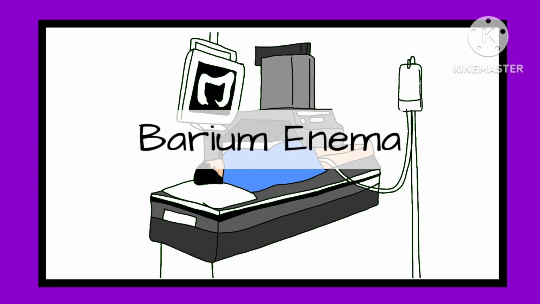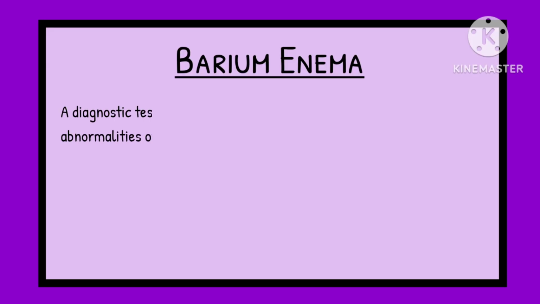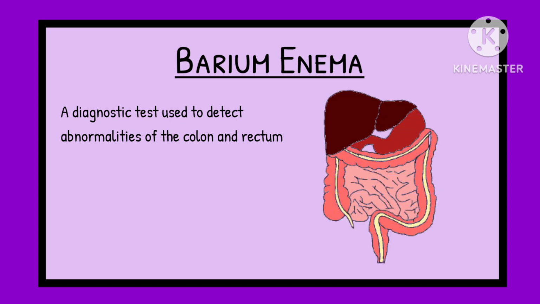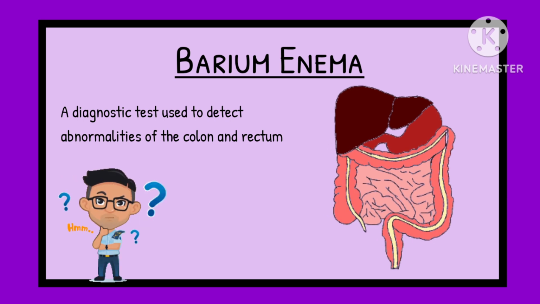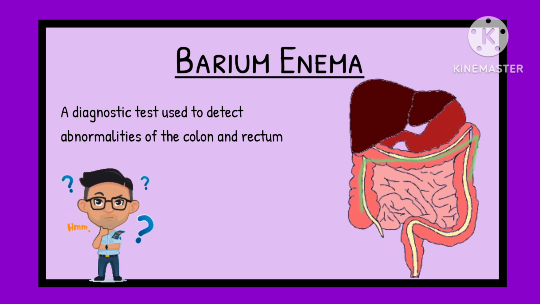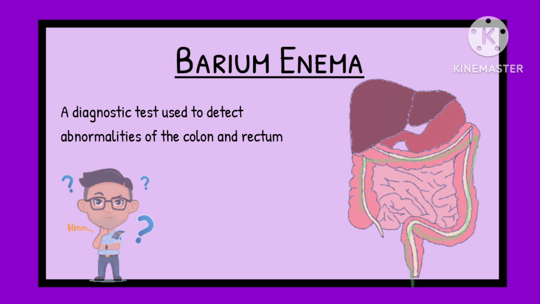Barium enema. Barium enema is a diagnostic procedure used to detect abnormalities of the colon or rectum. Let us discuss this in much more detail. So, barium enema is a procedure that a doctor commonly prescribes when they suspect a patient to be suffering from a disorder usually involving the large intestine and the rectum.